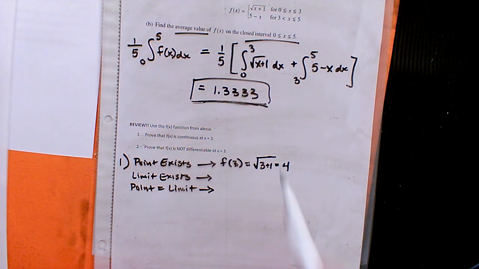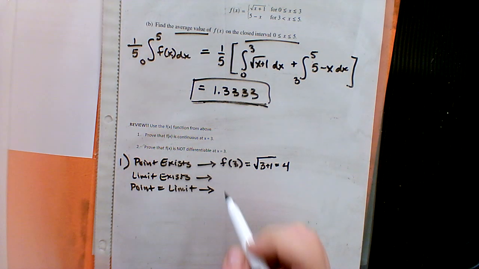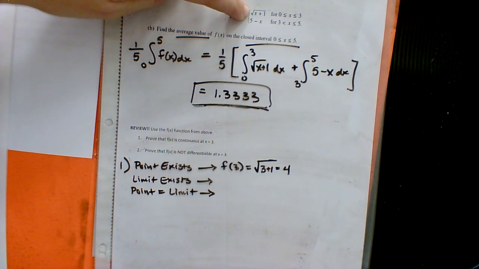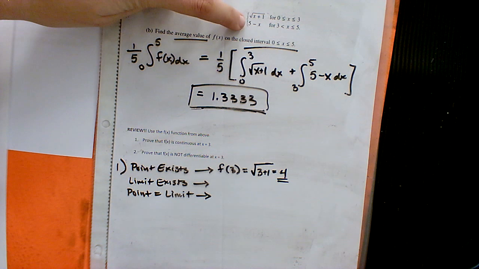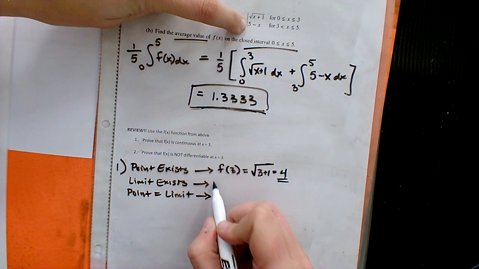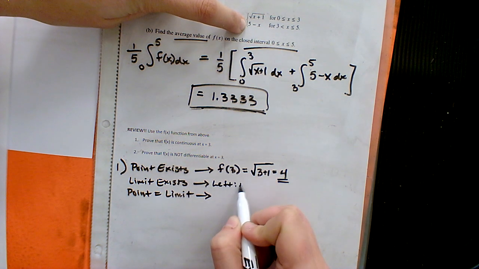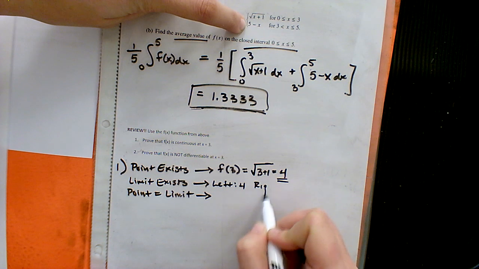From the right, from the left. From the left and from the right. Okay, so if we plug in 3 into the left-hand side, we already know we're going to get 4. If we plug in 3, okay, so I'm going to say left was 4.